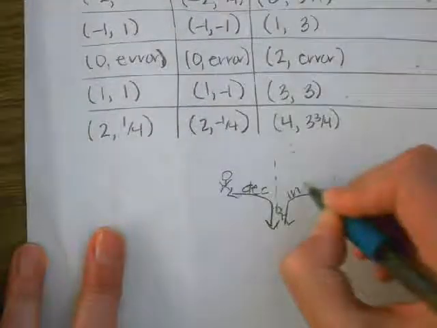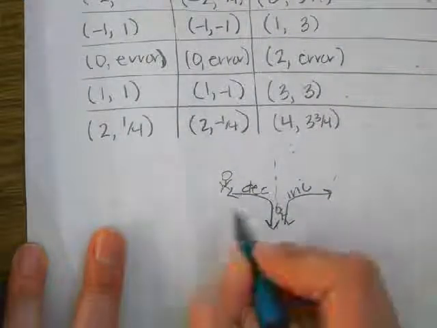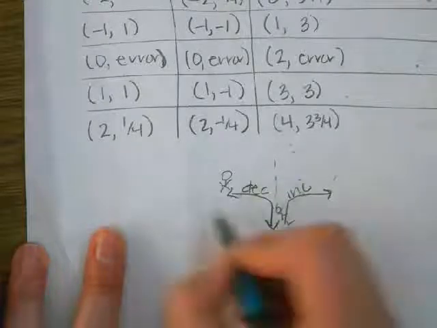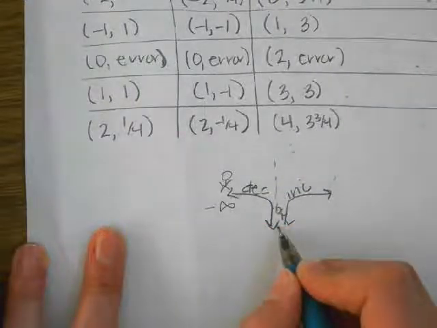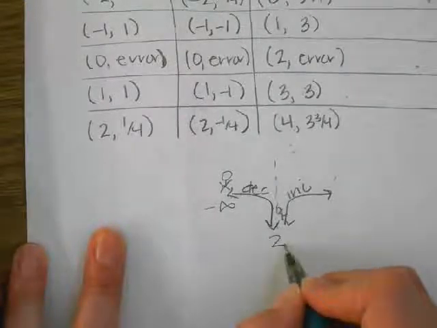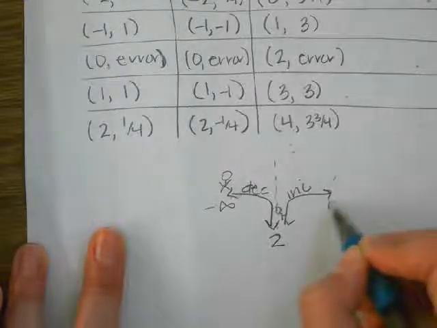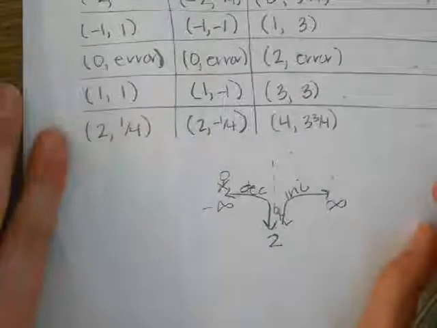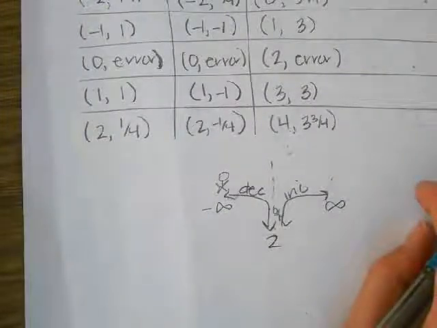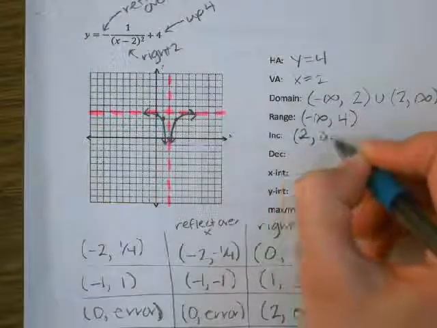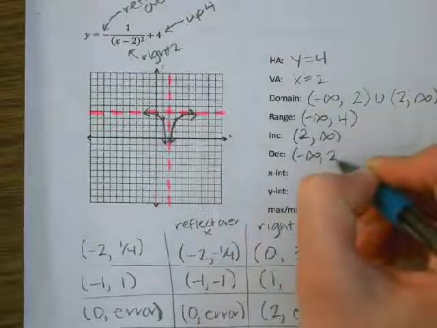And is increasing. So what is my x value at an arrow going to the left? Negative infinity. What is my x value at the dotted line? 2. What's my x value at the right arrow? Infinity. So what is my answer for my increasing interval? 2 to infinity. And my decreasing is negative infinity to 2.